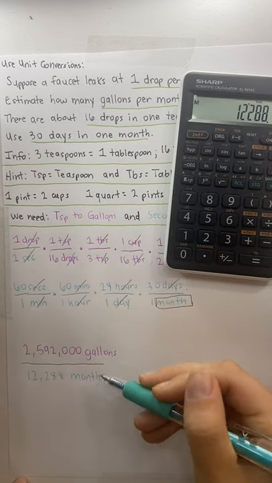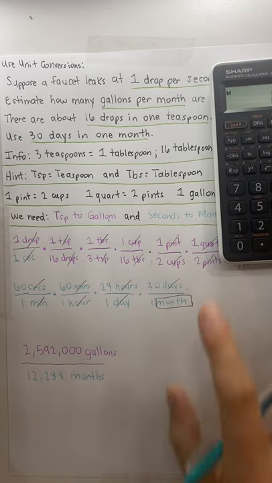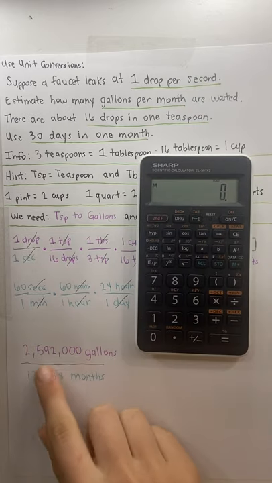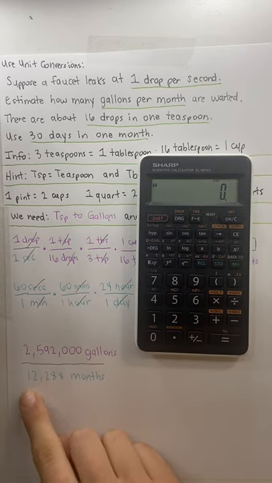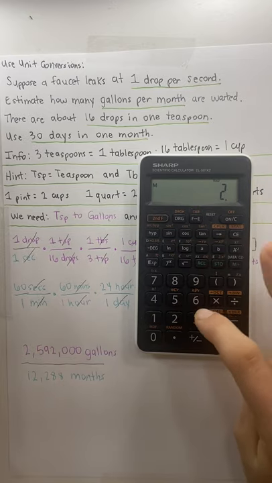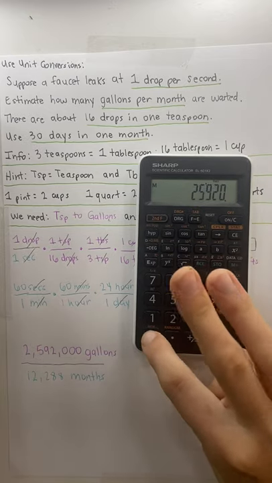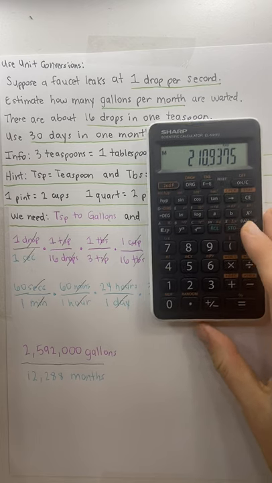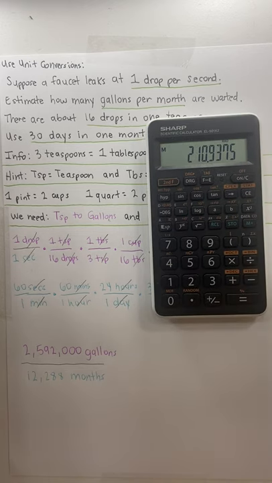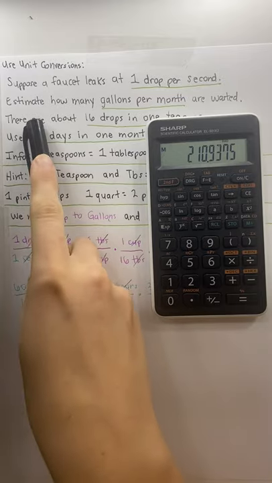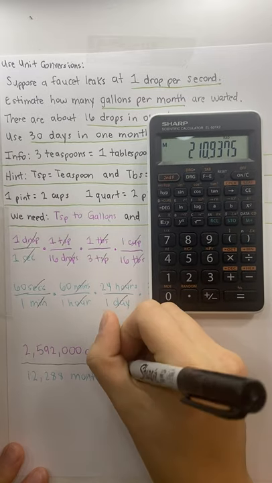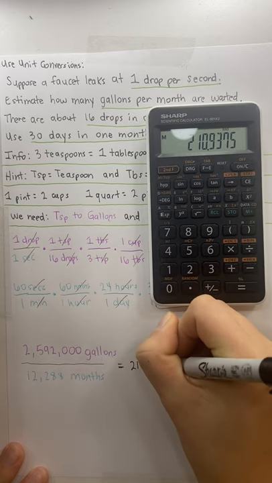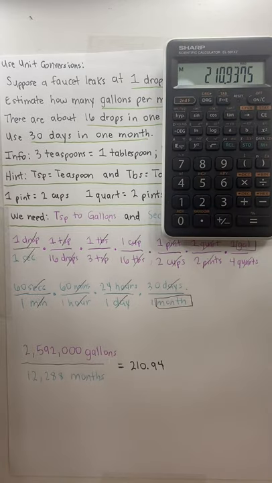So now we have gallons per month, which is what our end goal was, what we needed. But we need an exact number. So we need to take this 2,592,000 gallons divided by 12,288 months, plug that back in. 2,592,000 divided by 12,288. And that gives us 210.9375. And since it says to estimate, I'm going to round this to 2 decimal places. So we've got 210.94.